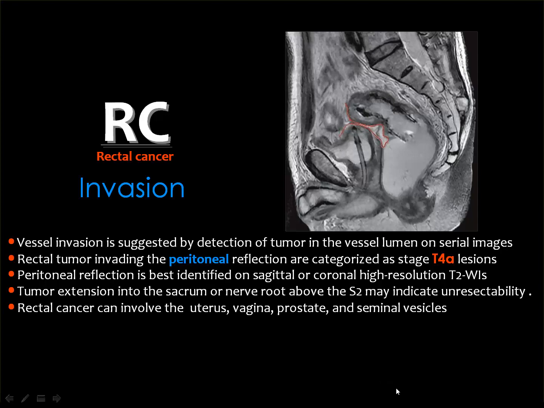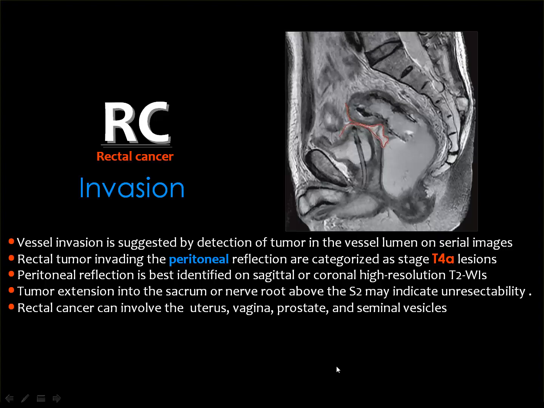Then the peritoneum will cover the dome of the urinary bladder and extend along the anterior wall of the rectum. An invasion of the peritoneum is considered T4a disease. And actually, we do not see the peritoneum in this particular area, but we can assume that if you see that the tumor is invading the area immediately above the urinary bladder, then you consider involvement of the peritoneal reflections.